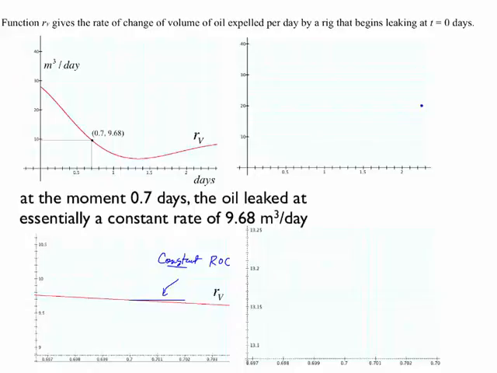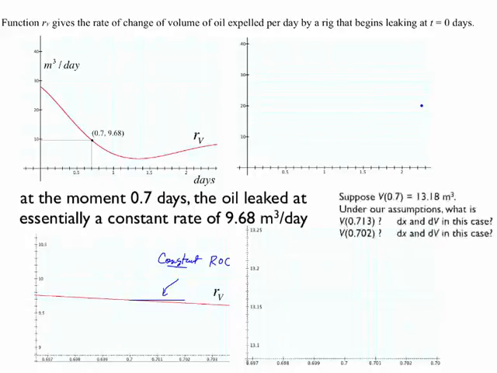Okay, the blue segment. Suppose for argument here that V of 0.7 is 13.18 meters cubed. So this is our quantity function now. We're saying after 0.7 days, the total amount of oil that's been expelled is 13.18 meters cubed. And so we've got a correspondence point for that. So 0.7, 13.18.